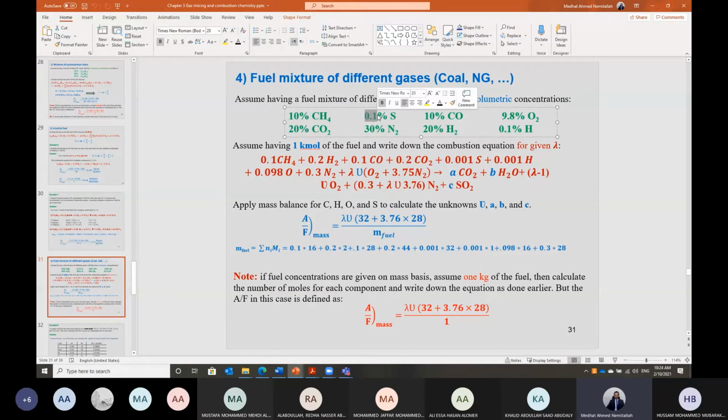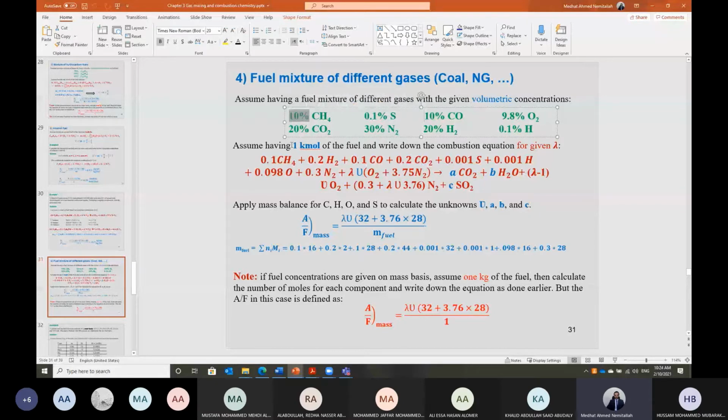So don't make this error and write down in the combustion equation that we have 0.1 S. No, it has to be 0.1 divided by 100. So it will be 0.001 of the sulfur in this case. Usually the sulfur in the fuel should be at the lowest level, at very low concentration. Okay, so when we assume 1 kilomole of the fuel, those are the percentages out of 100. So we have to divide all the components by 100.